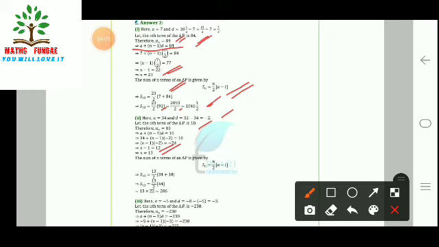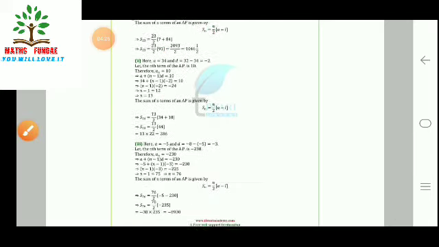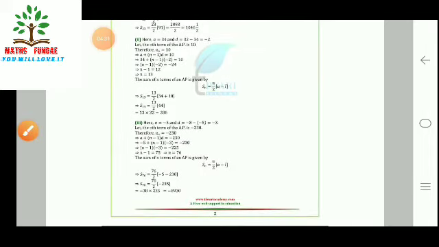The sum of the n terms of an AP is given by Sn is equal to n upon 2. Again, since the last term is known to us, we are using the formula a plus l. So S13 is equal to 13 upon 2 into (34 plus 10). 34 plus 10 is 44, so 13 into 22 is 286. So 286 is the required answer. So moving towards the third part.